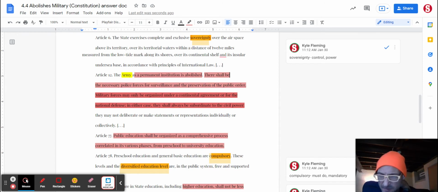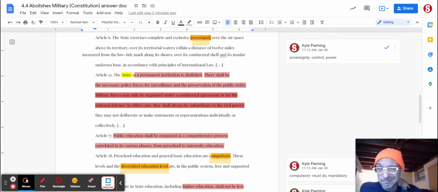Then it says, "Military forces may only be organized under a continental agreement or for the national defense. In either case, they shall always be subordinate to the civil power." All right, I highlighted all that. I think that's all important. It's basically telling me what is going to be allowed there, like police forces, and then it goes on to tell me we're not going to have military forces, but we could if we had a continental agreement.